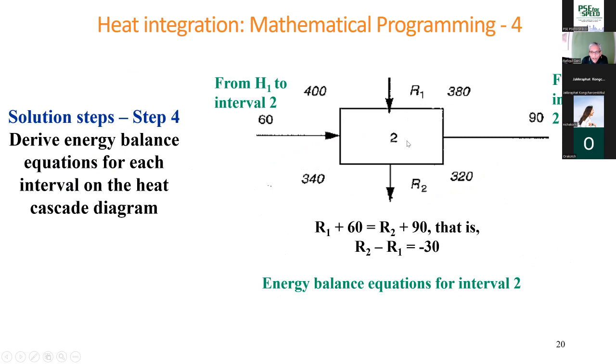So here for the interval, 60 is coming in, 90 is going out, R1 is coming in, R2 is going out. So R1 plus 60 is equal to R2 plus 90, or R2 minus R1 is minus 30. That's our one equation. So similarly for intervals 1, 3, and 4, we will get 3 more equations.